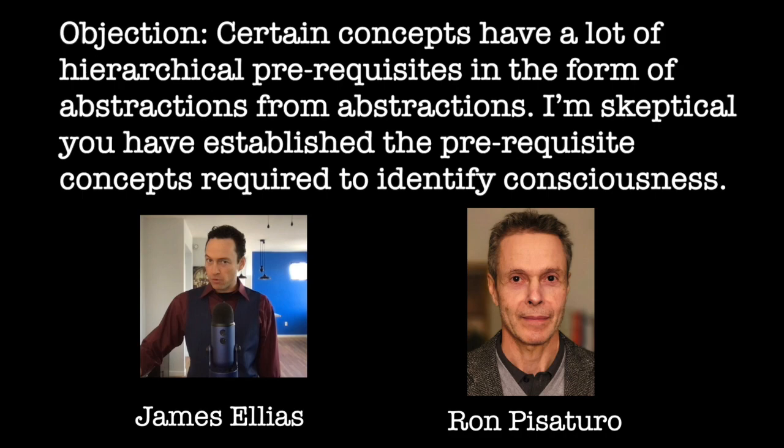But in order to differentiate consciousness from the non-conscious, you've got to perform a ton of abstractions from abstractions from abstractions. It's probably a lot of levels. I know it's a lot of levels. I'm just not sure what the levels are exactly. Now, the validation of the concept of consciousness would therefore rely on all of these abstractions which were required to differentiate consciousness from the non-conscious. And so validation of such a concept would require the validation of all of those other concepts used in the process of abstraction from abstraction.